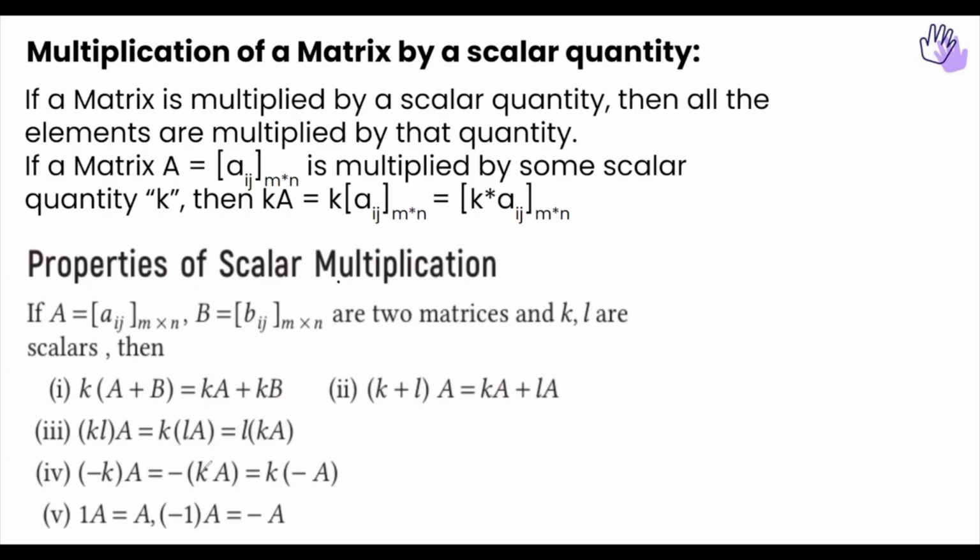Minus K times A is equal to minus of KA, which is equal to K times minus A. 1 into A equals A, minus 1 into A equals minus A, right? Very, very simple. Very, very obvious things. You can try doing them on your own. You'll be able to derive all of those. Come to the next thing.